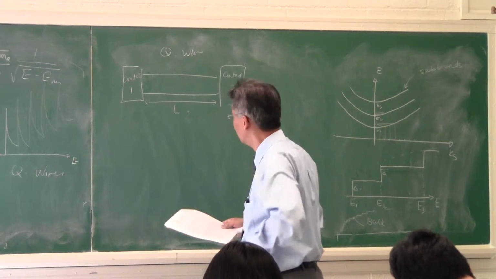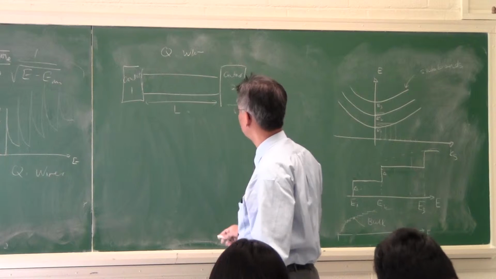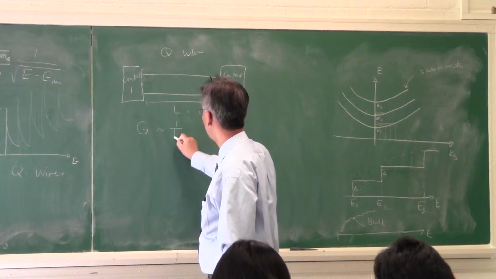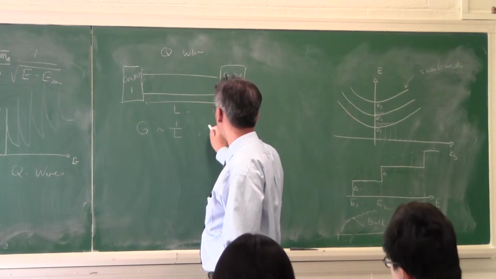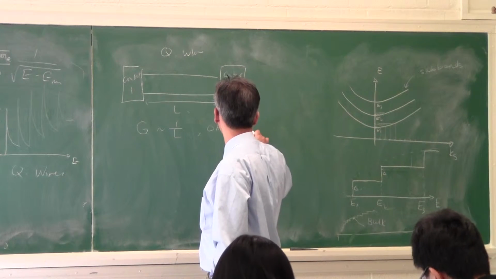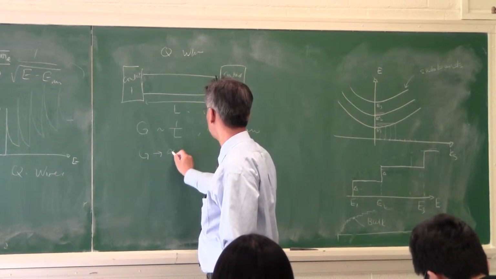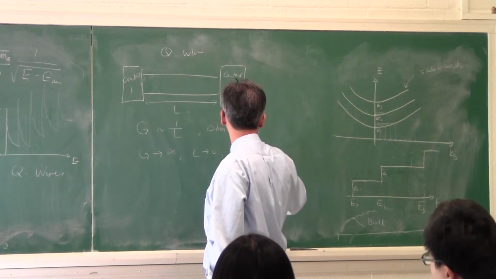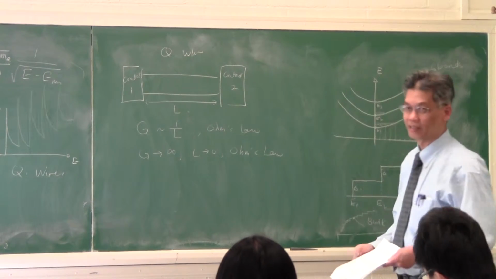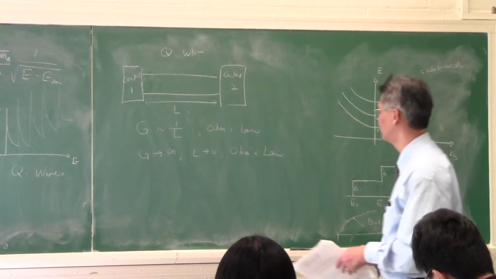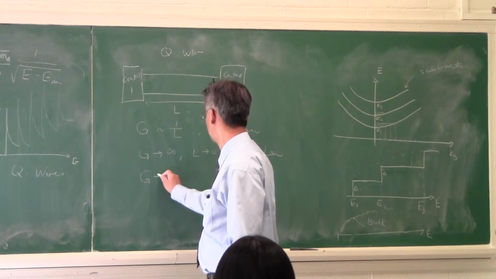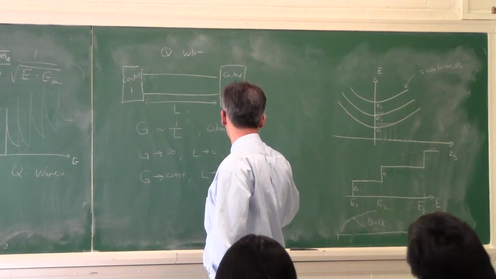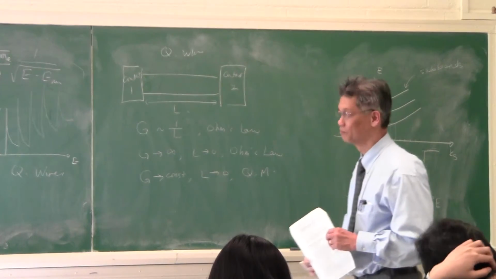Okay? It turns out that according to Ohm's law, the conductance G goes as 1 over L, and G tends to infinity when L tends to 0. This is according to Ohm's law. But according to quantum mechanics, that doesn't happen. G tends to a constant when L tends to 0. This is quantum mechanics.